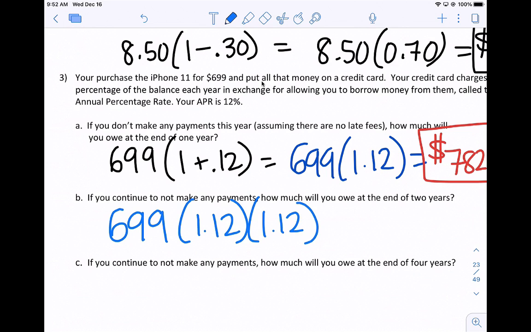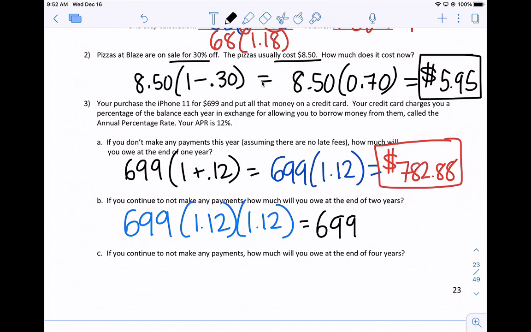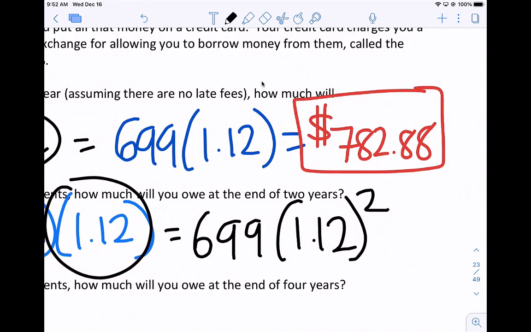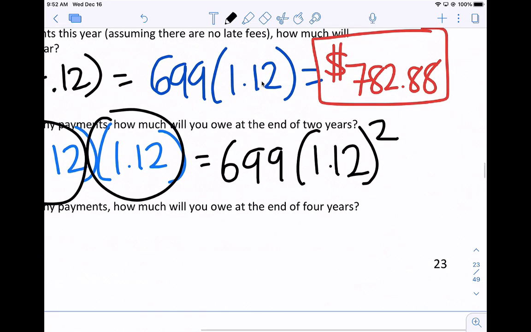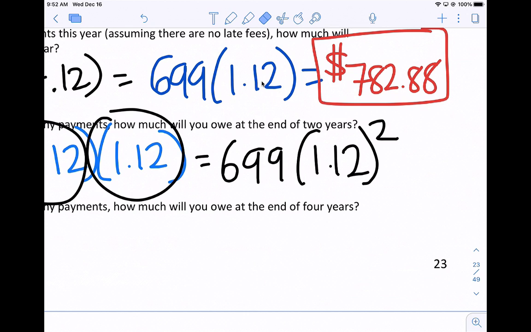So another way to write this is our $699 times 1.12 to the second power, because again, we owe the interest twice. So it's to the second power. There's the exponent. This is an exponential function. The exponential function is in that formula that we've been looking at. So A is your starting value, your interest rate, for time, however many years. So you can see this is now in our exponential function form. And if we type that in, here's what it looks like.